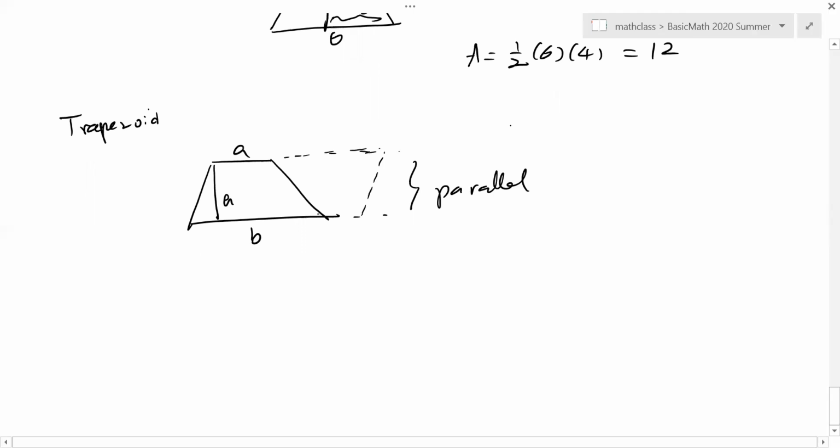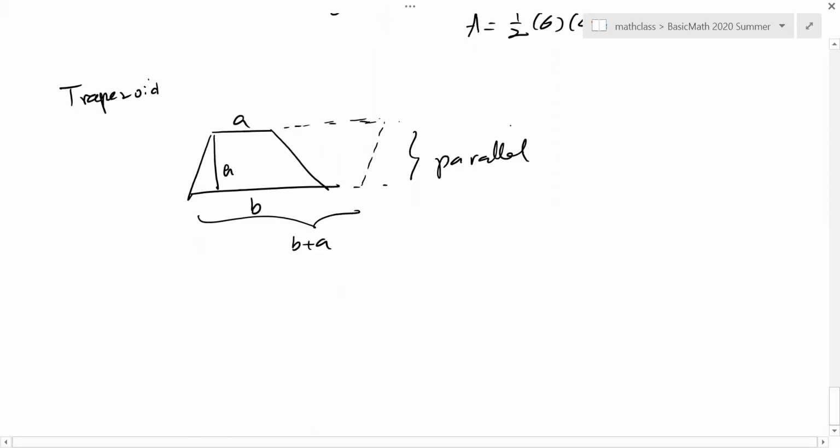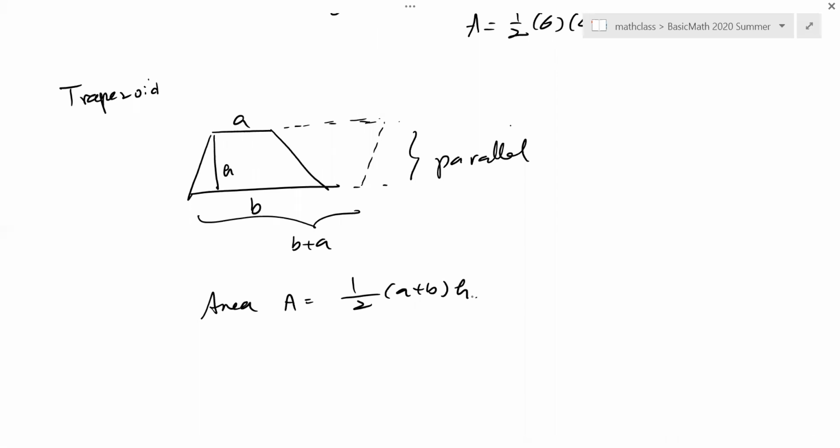Okay, so you get the parallelogram, and the length of the parallelogram is going to be B plus A, right? And the height is H. So the area of the parallelogram is H times B plus A, and you divide by 2. So it's going to be B plus A times H, okay? So that is the area from it. But the most important thing is that the trapezoid has the 2 lines of parallel, okay?